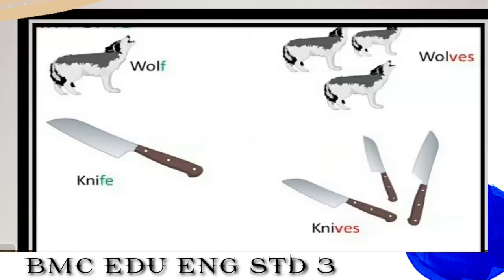See, wolf. This word is ending with F. So in plural form, what we did, we removed F and added VES. So it became wolves. Then knife. In knife, it is ending with FE. The spelling is ending with FE. So to make its plural form, we removed FE and added VES. So it becomes knives.